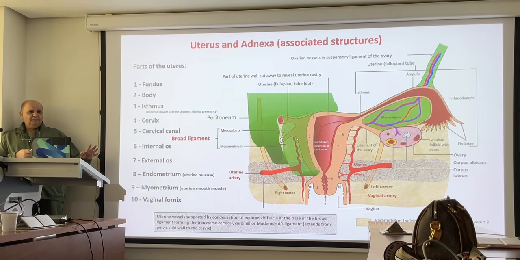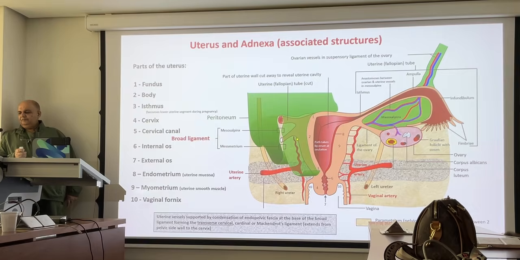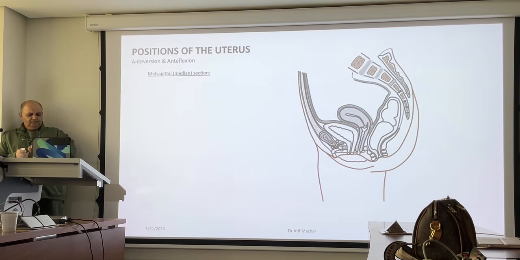Are we good? All these are branches from the internal iliac artery, which is a branch of the common iliac artery, which is an outcome of the aorta. Are we good so far? Now, you're looking at a side view. We talked about this before: the position of the uterus. I told you, the uterus sleeps on the upper surface of the bladder.